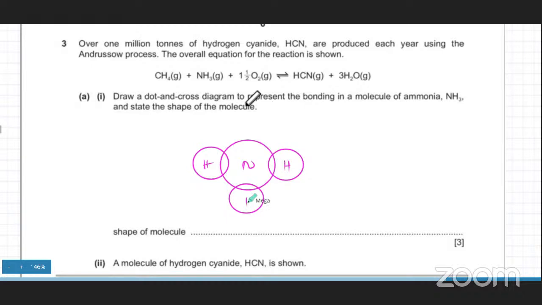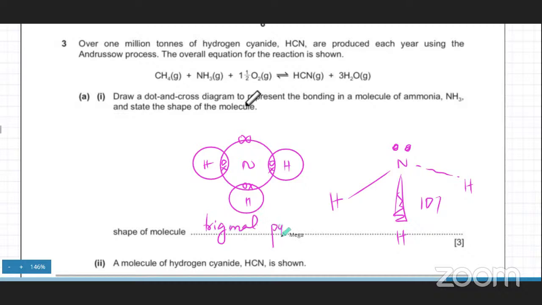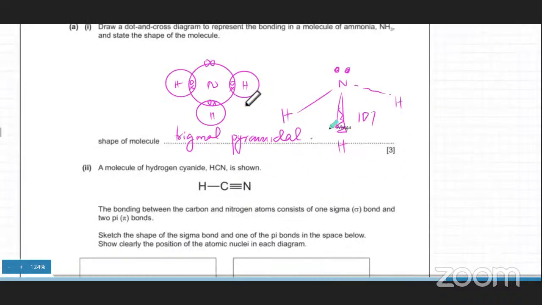So can anyone tell me what the shape is? Pyramidal. Okay, so it's going to be pyramidal because it's a total of four electron densities. So it's derived from the tetrahedral shape, except that on one side there is nothing attached. So the top is missing, which is why it's a pyramidal shape and the angles are 107 degrees. And it's trigonal. It's a three-sided pyramidal shape. So trigonal pyramidal.